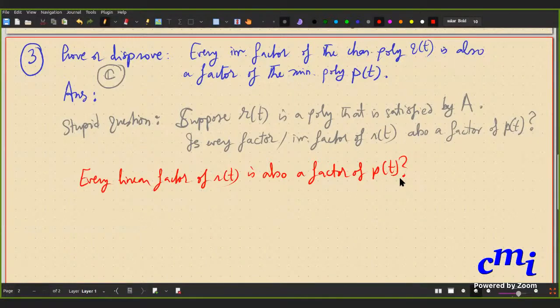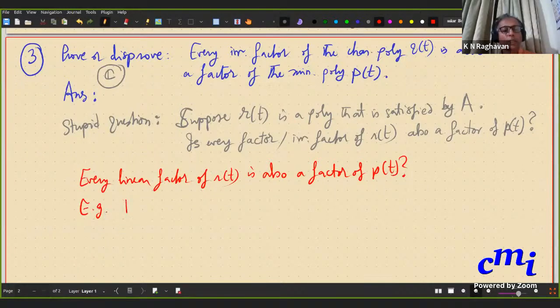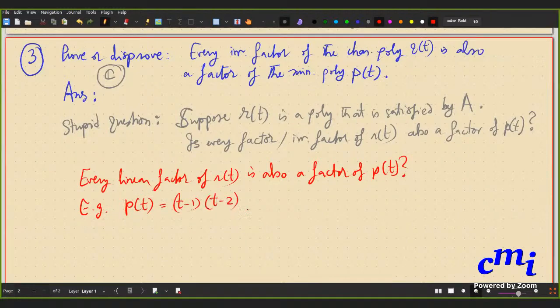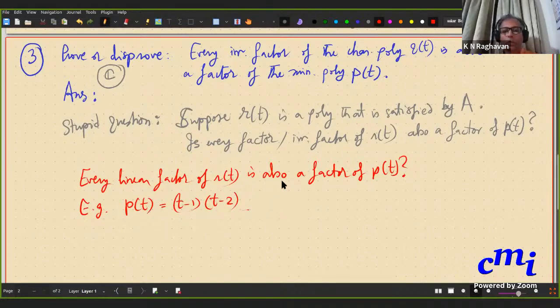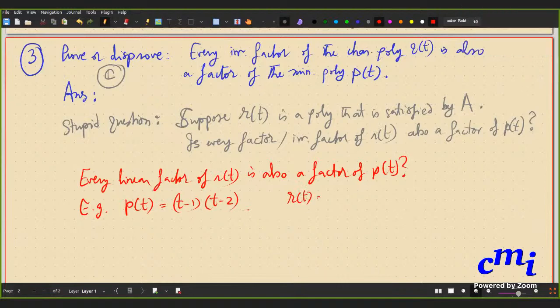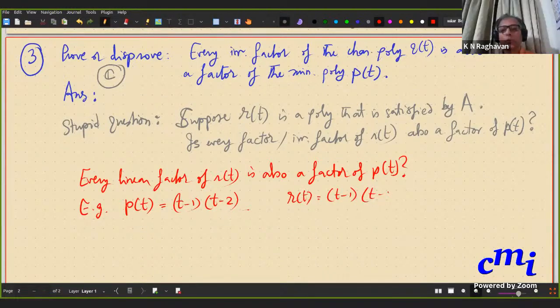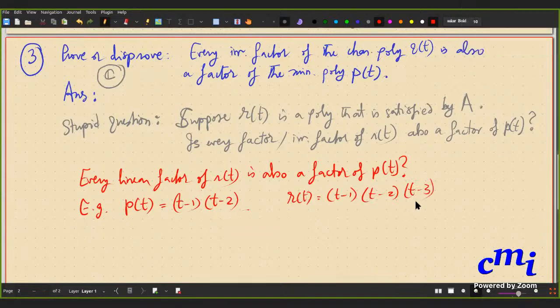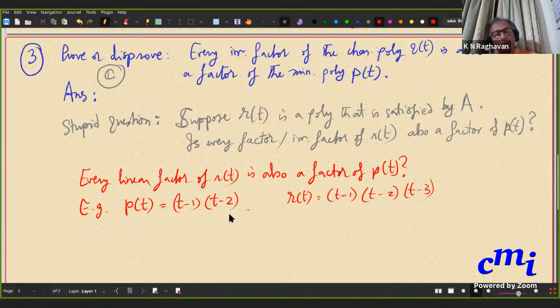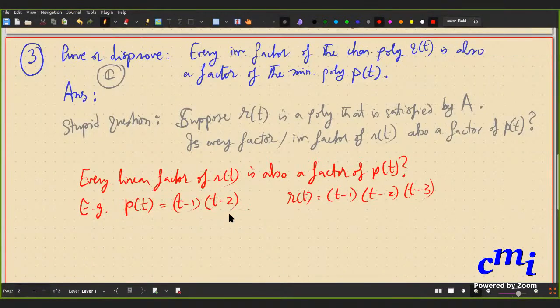So yes, because of the minimal polynomial. For example, let's say P(t) is (t minus 1)(t minus 2). Just for example. Now, anything that is divisible by P also satisfies A, right? So R(t) could well be (t minus 1)(t minus 2)(t minus 3). So t minus 3 need not be in P(t).